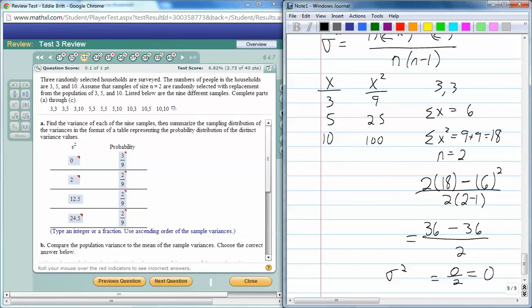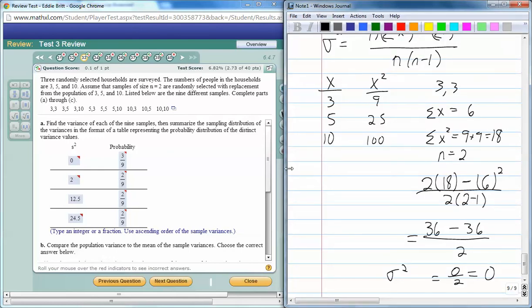Now, I got hung up on this next part because I haven't done a lot of variance in a while. The next part says compare the population variance to the mean of the sample variances. Alright, there's two things here. Population variance. We haven't done a lot of population variance or population standard deviation. Usually you're given that. So that formula is a little different. I'm not sure if you remember that formula.